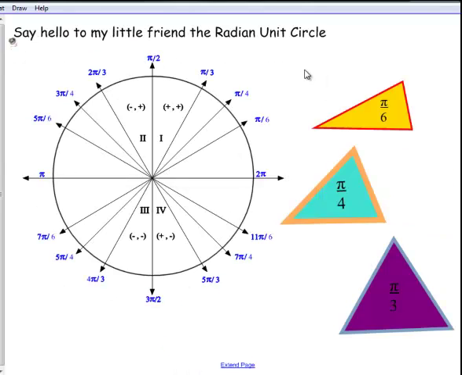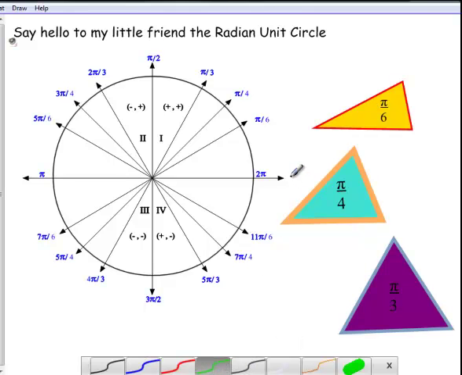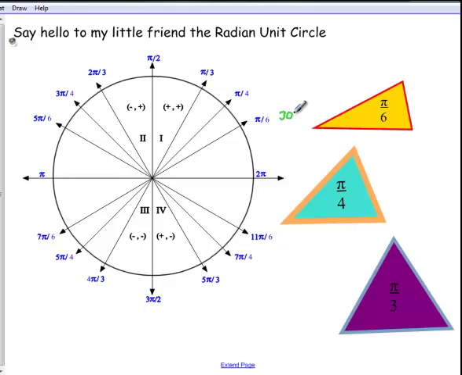Here's our new friend, the unit circle. And notice it's written in radians. Some of you may be very upset. Pi over 6, this is really 30 degrees. Pi over 4, this is really 45 degrees. And pi over 3, this is really 60 degrees. And then pi over 2, this is 90 degrees. Well, we're going to use this unit circle a lot so that you're going to learn to count in fractions.